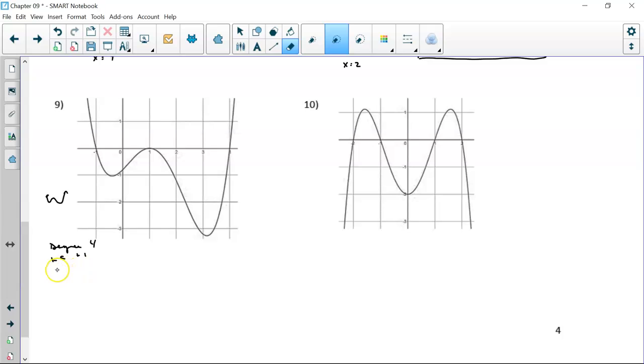And then our zeros for number 9. X equals negative 1, positive 1, and then x equals 4.